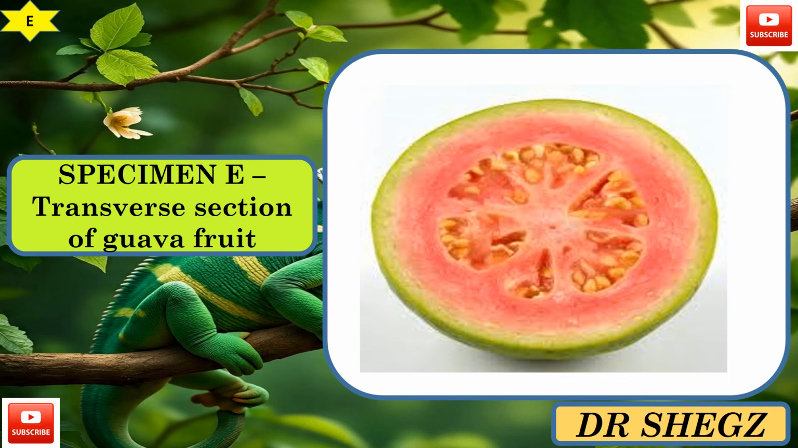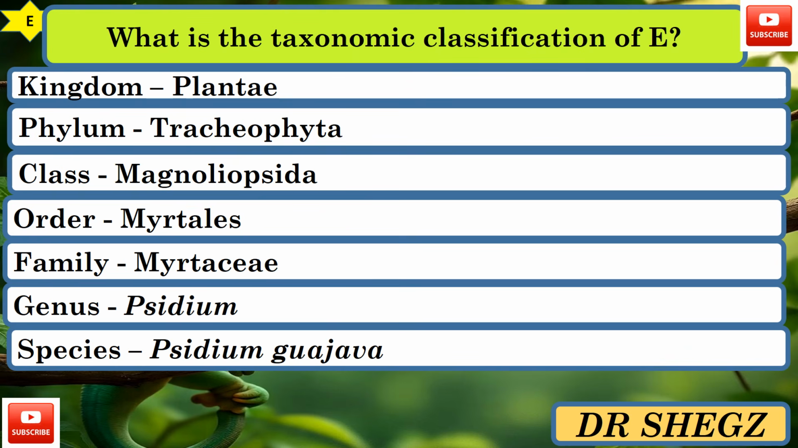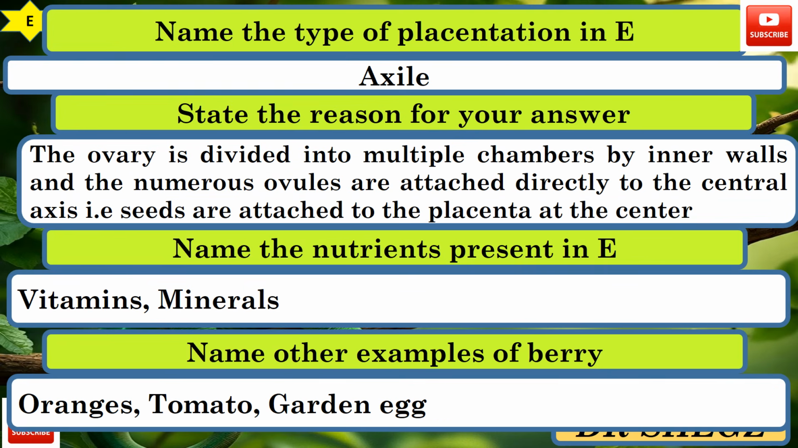Guava, transverse section of a guava fruit. And of course, Psidium guajava, that's the scientific name for the guava. And remember, it's a tracheophyte, it's a vascular plant. It has axial placentation, and this is the reason, because the seeds are attached to the placenta at the central axis. That's for the placentation of guava.